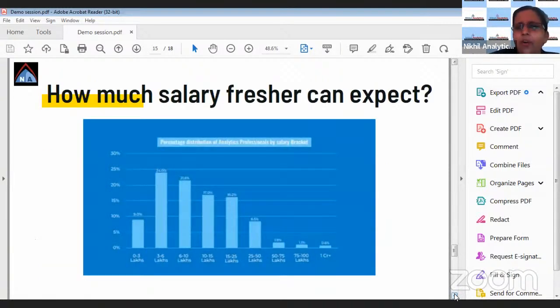Now let's talk about the salaries, how much salary you can expect. For a fresher candidate from Nikhil Analytics, the average package will be 5 to 6 lakhs. The minimum which a candidate can expect is somewhere around 4 lakhs. The highest package for a fresher who has just passed out from college and done the training program with us is 10.8 lakhs.